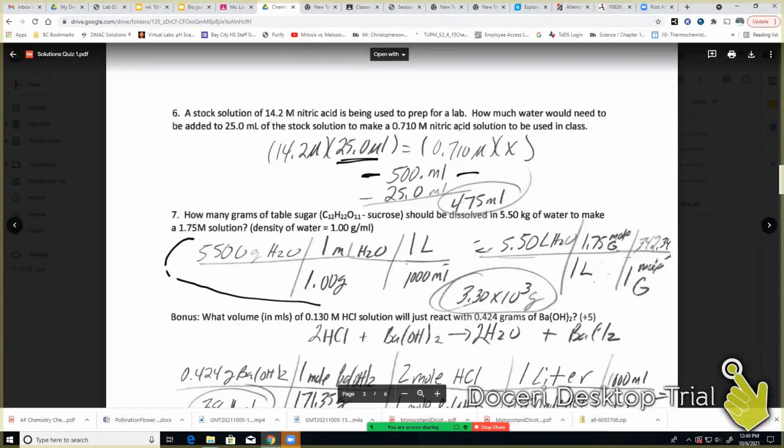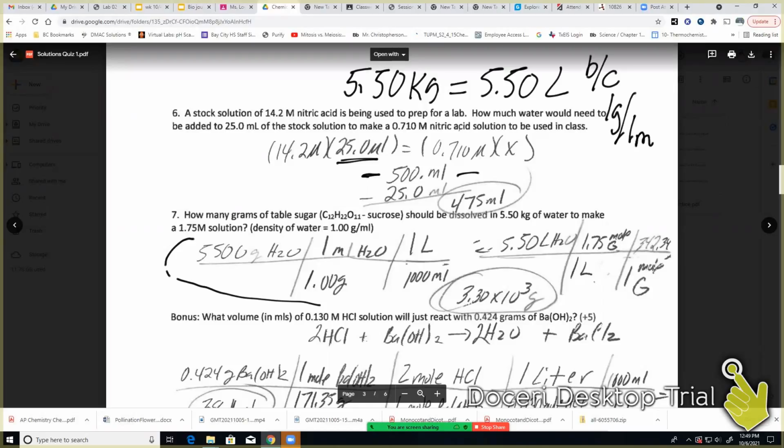So if this was actually on an AP exam, you may want to write something like 5.50 kilograms is equal to 5.50 liters. And then maybe something like, because the density is 1 gram per 1 mL. If you have time on the actual AP exam, I'm not looking for that stuff on my exams, but if you have time on the actual AP exam, showing them that you have that knowledge may earn you a point here and there, and a point kind of matters on those. All right, so we did this to get my 5.5 liters of water.